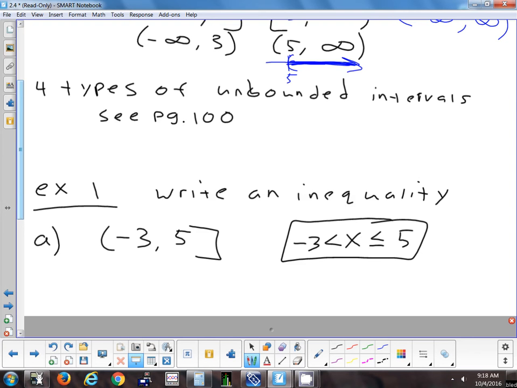Anytime you see an interval that's bounded, two numbers, it's always a conjunction. They're saying between these two numbers. Just be careful: is it between including the endpoint or not including, or a mixture of both?